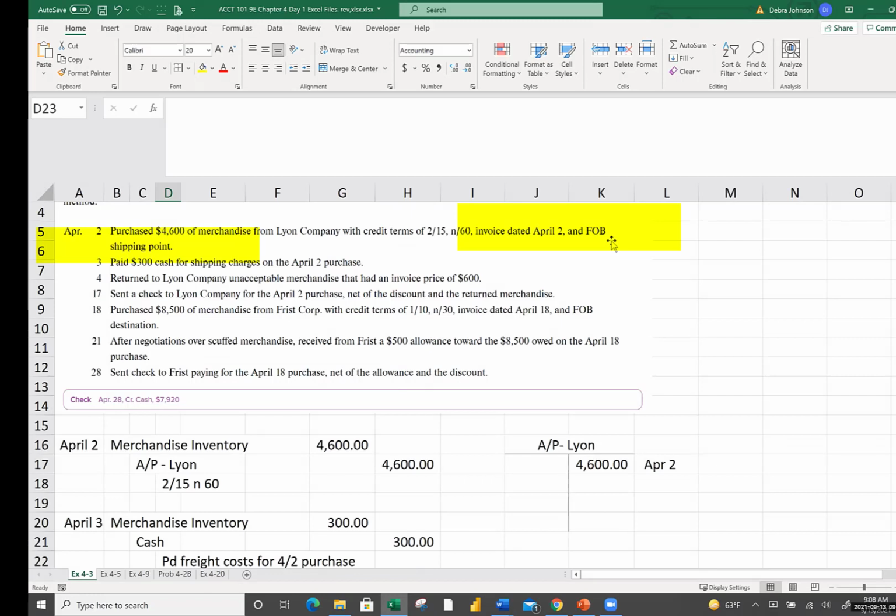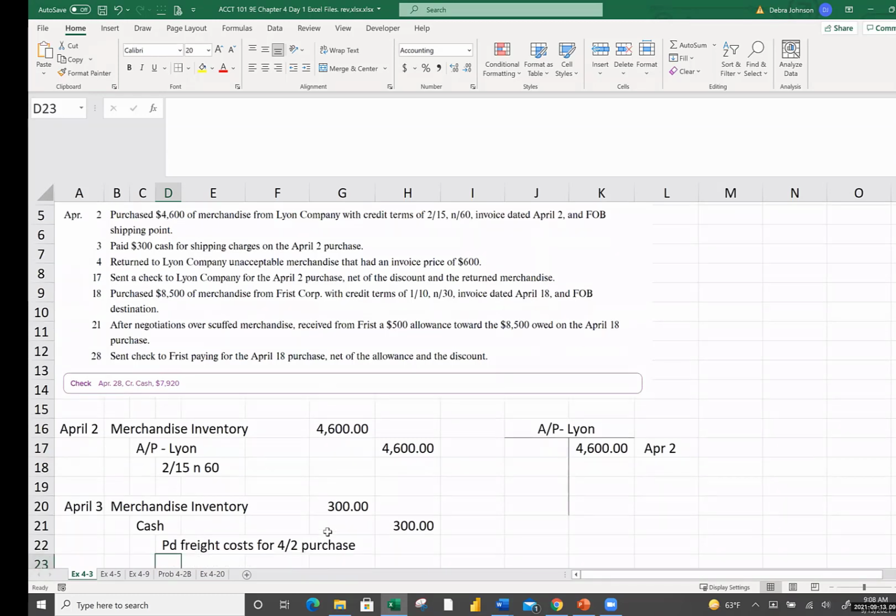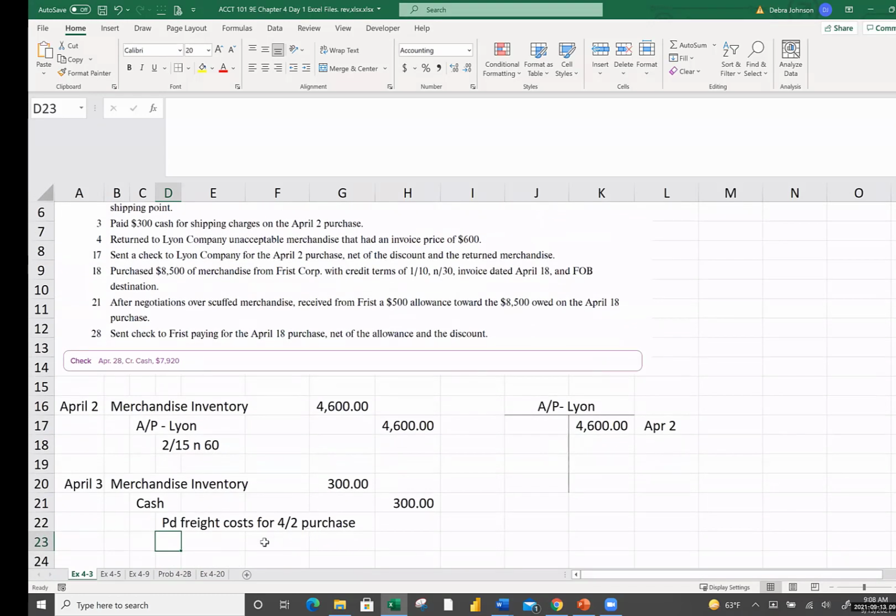When it's FOB shipping, that means buyer pays the freight. I hope that's in your notes because that can cause trouble in both this chapter and the next chapter if there's not a clear understanding of how those freight costs work. Okay, and that didn't affect accounts payable, so I don't have to worry about updating my T account.